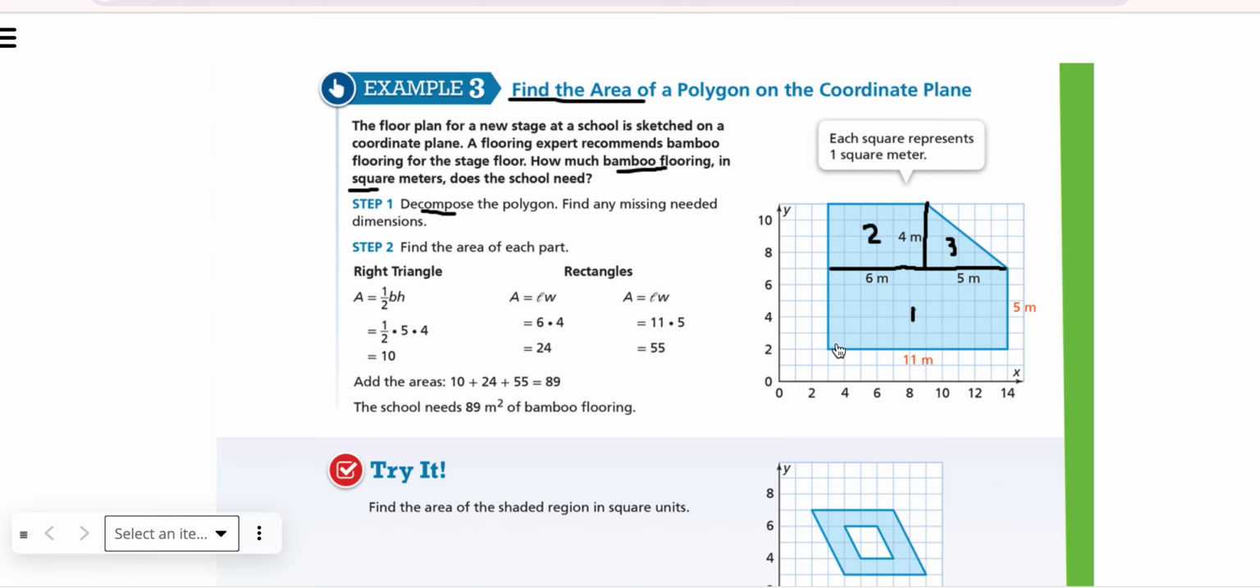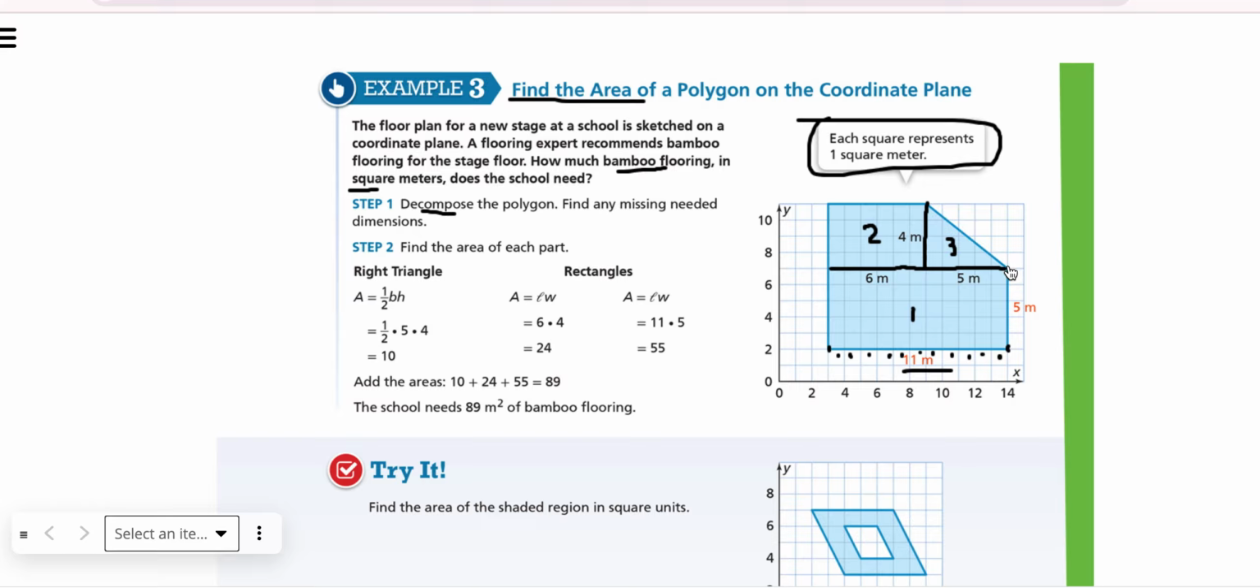So when we count from here to here is 11 units. So if you count the boxes, you should have 11. So 1, 2, 3, 4, 5, 6, 7, 8, 9, 10, and 11. That's how they get the 11 meters because each box represents a meter. Each square represents 1 meter, 1 square meter.